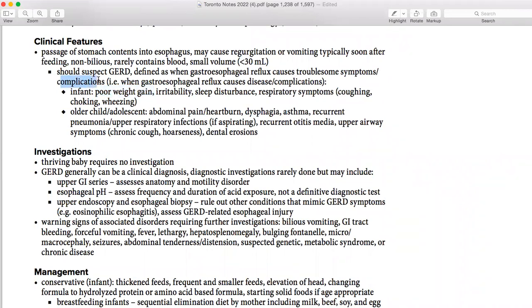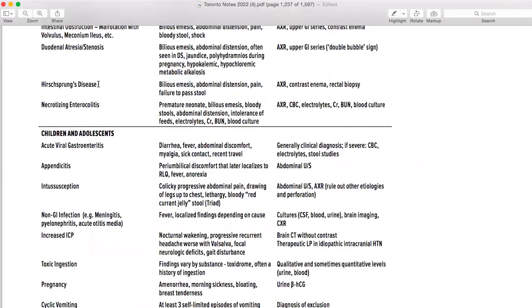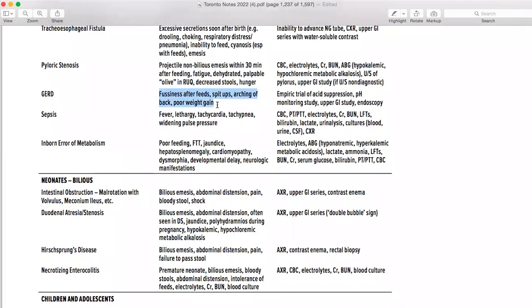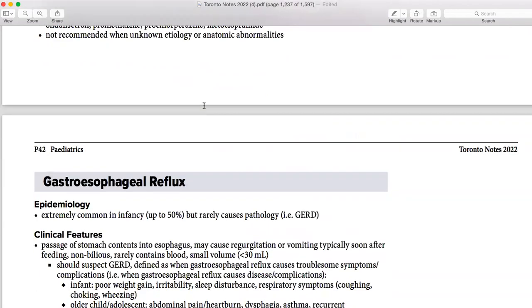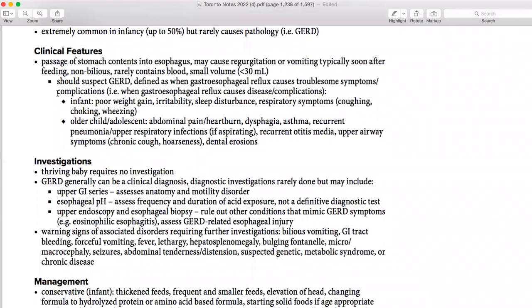The presentation is like having those spit ups, having a back arch, being unable to eat. So this one here. This is the main presentation. Having fussiness after feeds, spit up, arching of the back, poor weight gain. So this is the complication. Here it is written the complications. Okay, these are the complications.